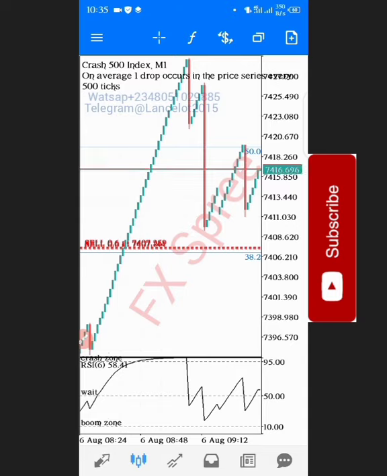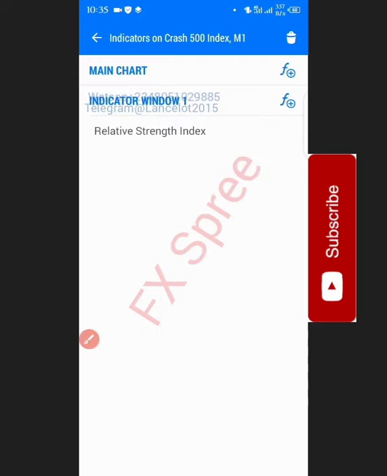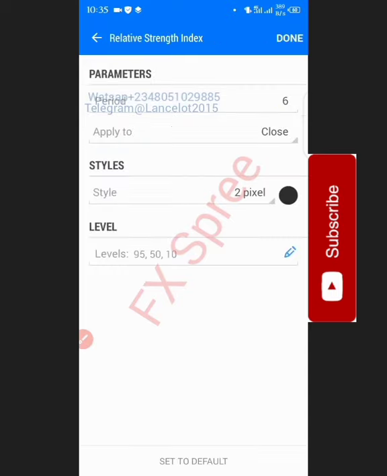All right. So let me show you the setup for the indicator. You tap F here, as you can see. When you tap it, imagine or let's assume that you don't have any setup there already. This is where you go. F on the main chart. When you tap it, it will give you indicators. So from the indicators, you scroll down until you have RSI, Relative Strength Index. Then you tap it. When you tap it, it brings you to this particular page.